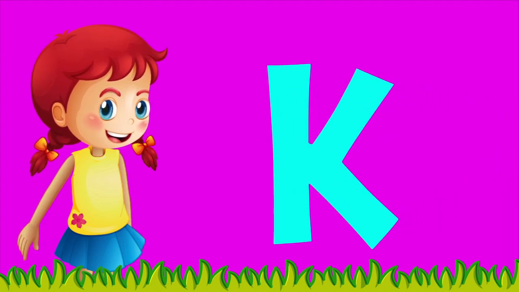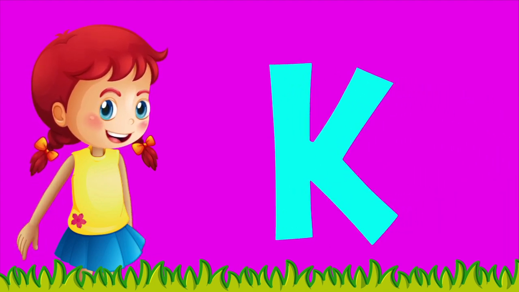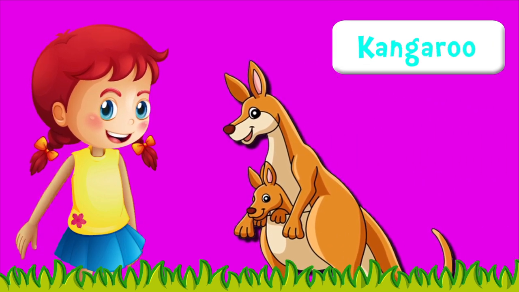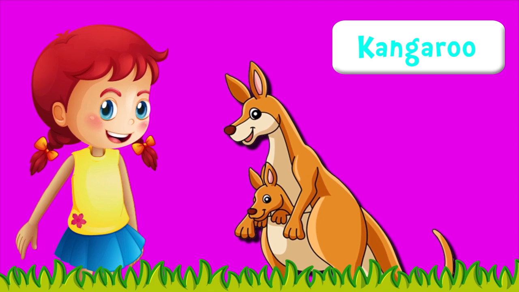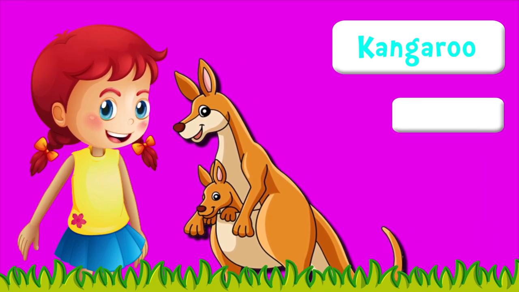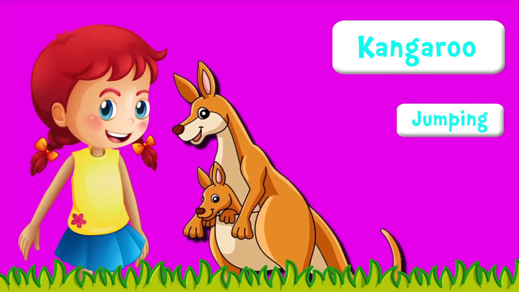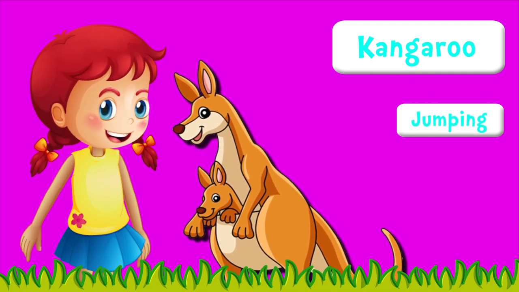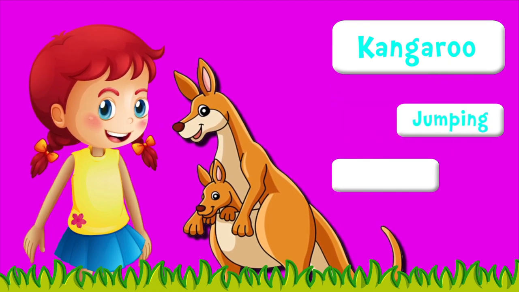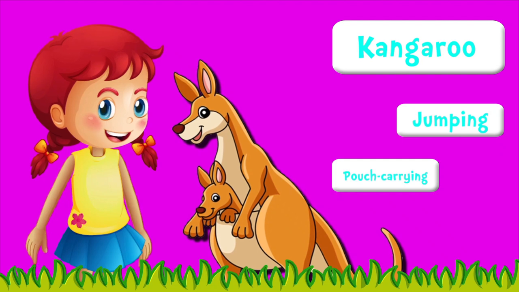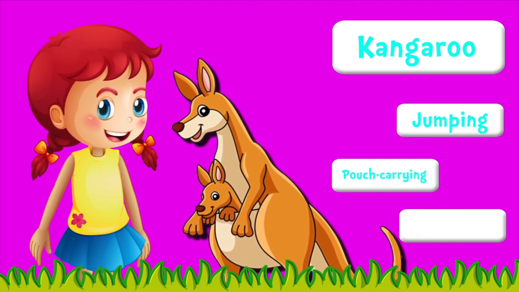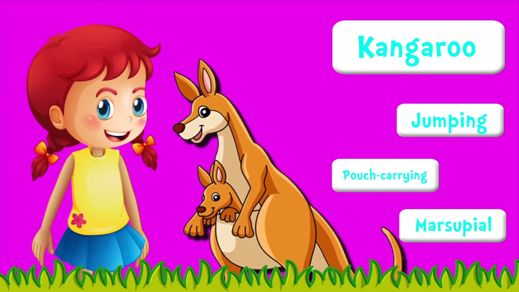K. K is for kangaroo. Jumping. Pouch carrying. Marsupial.